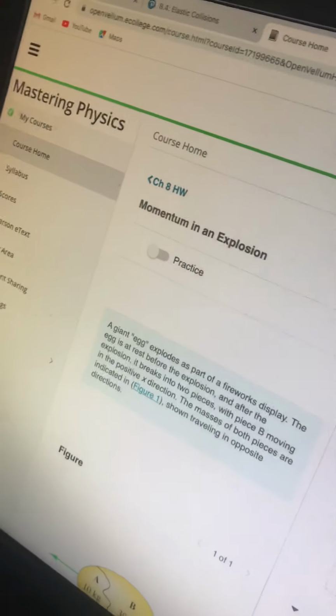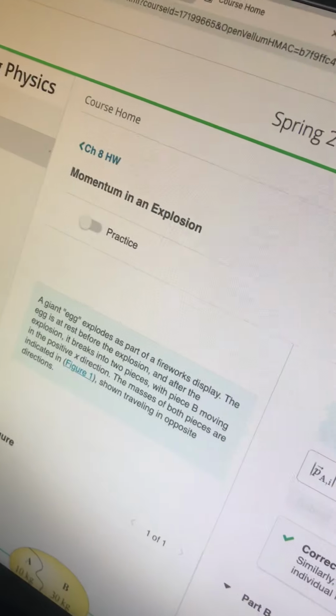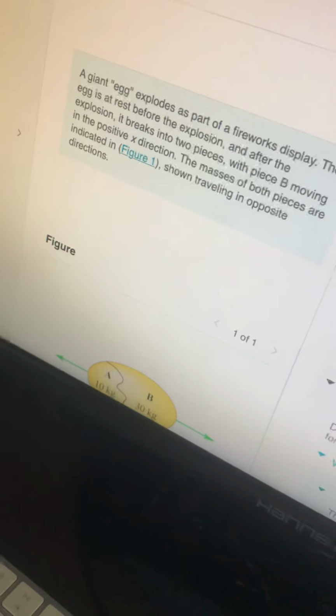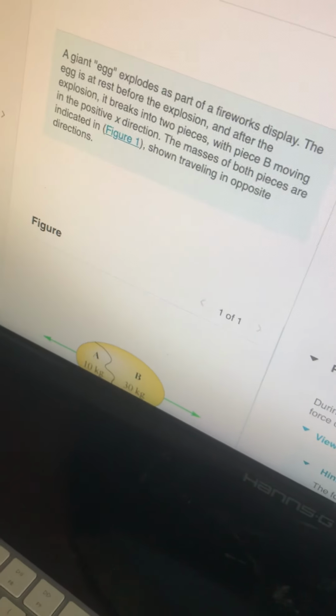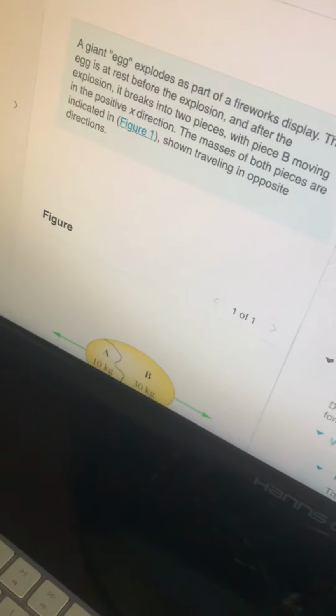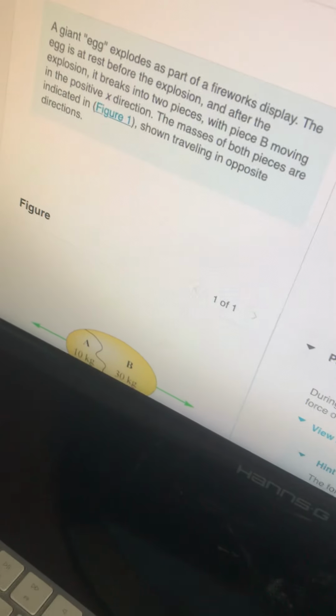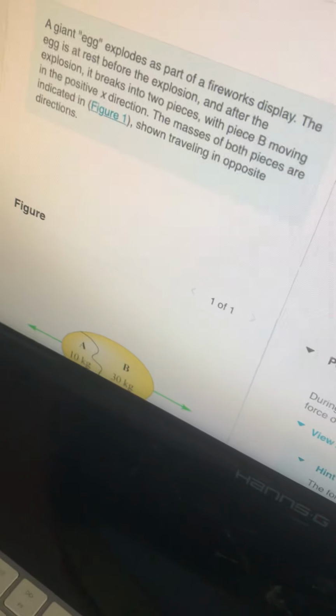Here we have problem 3, a momentum in an explosion. So we have a giant egg that explodes as part of a fireworks display. The egg is at rest before the explosion, and after the explosion, it breaks into 2 pieces. Piece B moving in the positive x direction. The masses of both pieces are indicated in figure 1, showing them traveling in opposite directions.